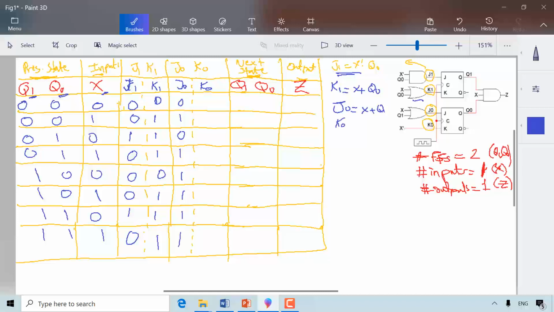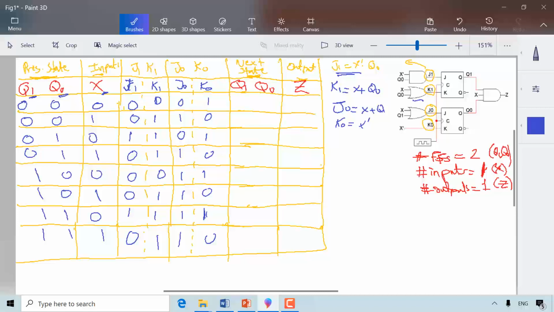How about the value of K0? Well, the value of K0 is X prime. So I look at the X and I invert it, that's K0. So this is 1, 0, 1, 0, 1, 0, 1, 0. Now you can see what I have. I have now the inputs.